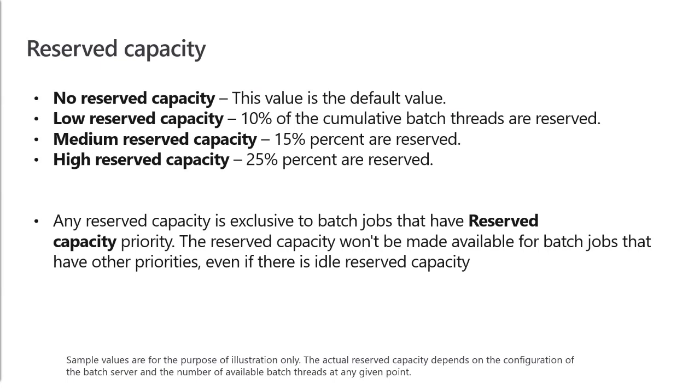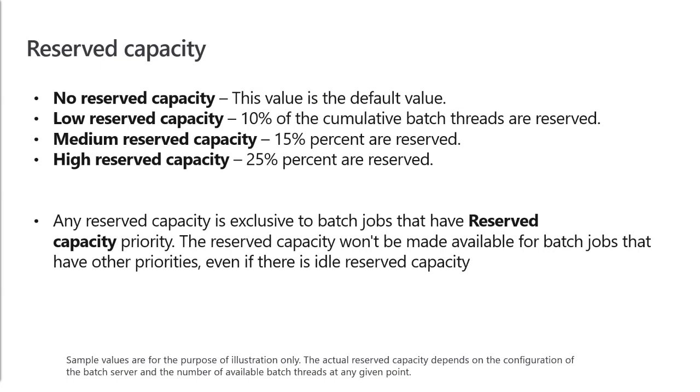If you set it to low reserve capacity, think about that as somewhere around 10% of the cumulative batch threads that are available at that specific time will be reserved for the batch groups with this setting, meaning reserve capacity. If you set it to medium, it will be around 15%, and if you set it to high, it might be somewhere around 25.